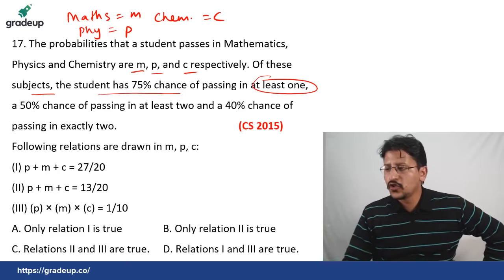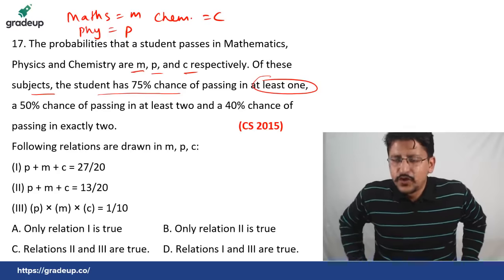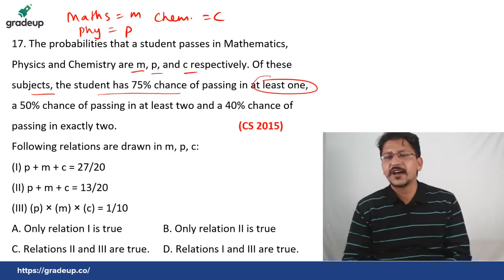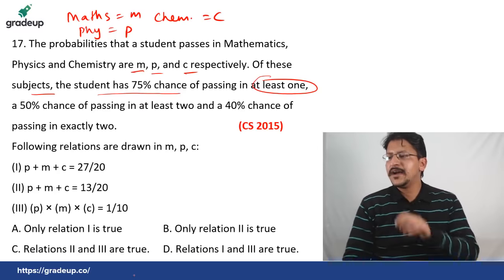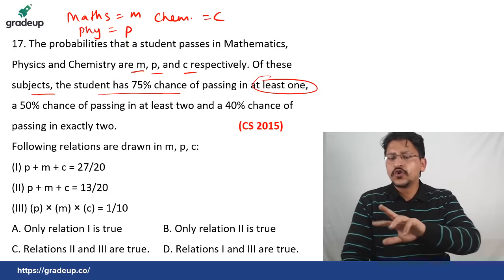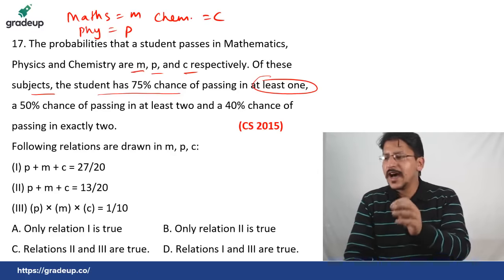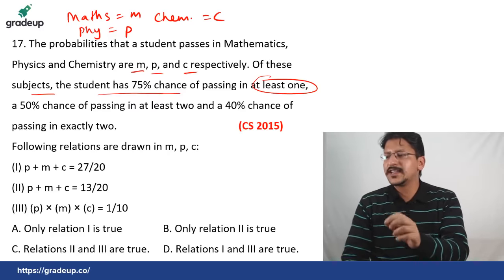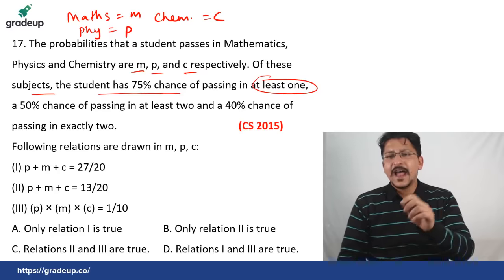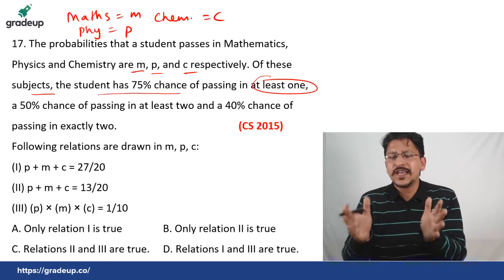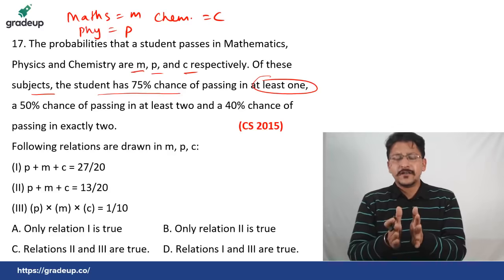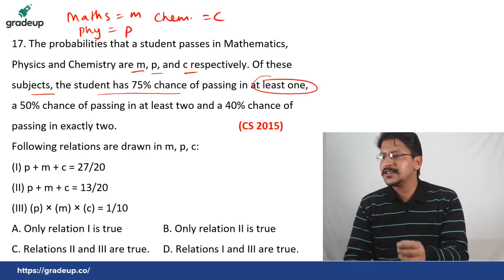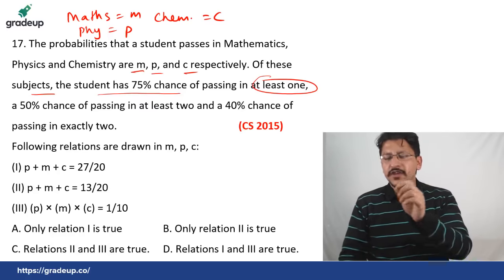Multiplication is done for those events which are independent. That means one event will occur, then the second event will occur, and the occurrence of one event will not influence the occurrence of the other. There we use multiplication. When there are two mutually exclusive events, that means when one event happens, it rules out the happening of the other event. In that case, we use addition.